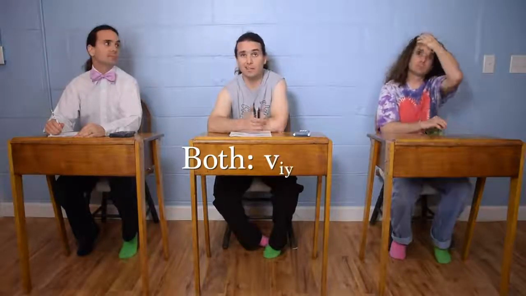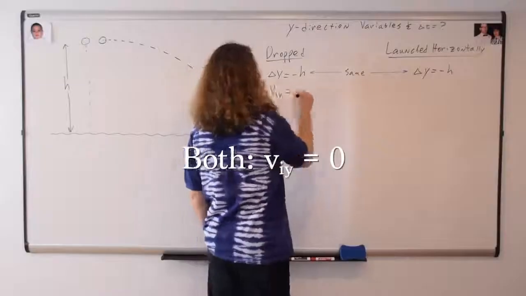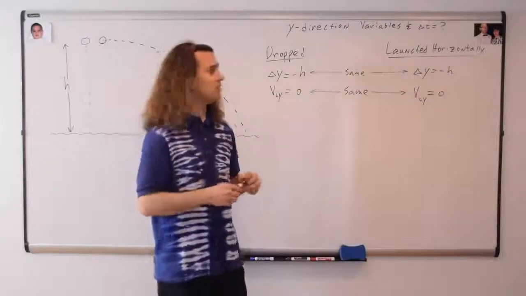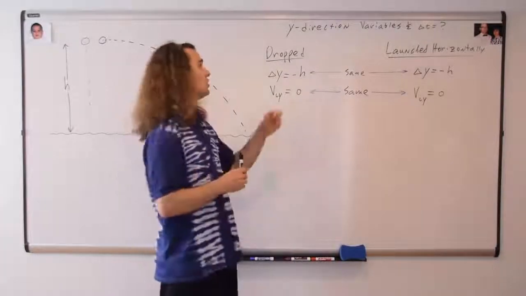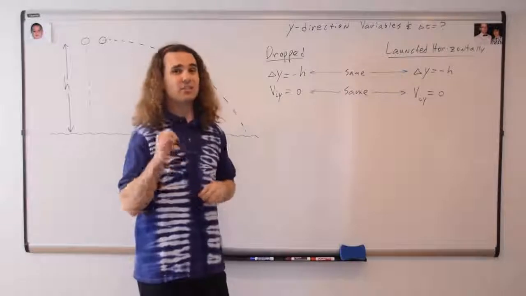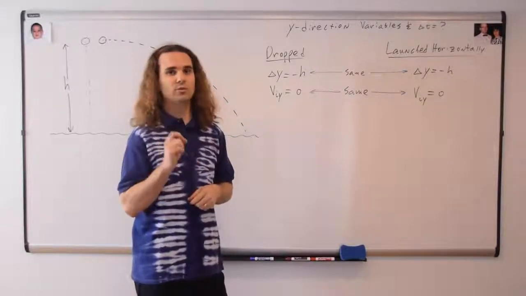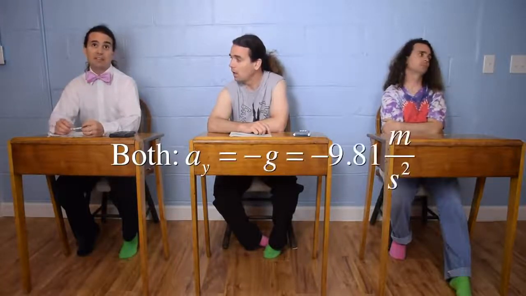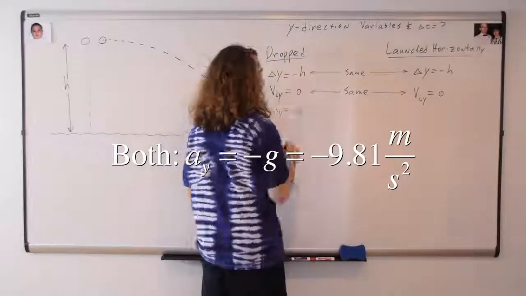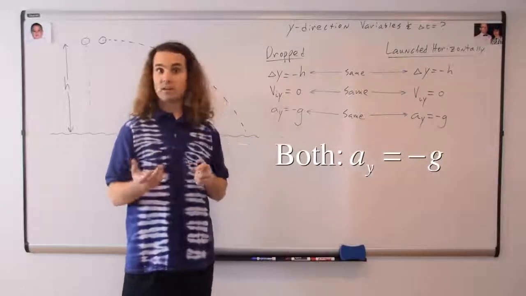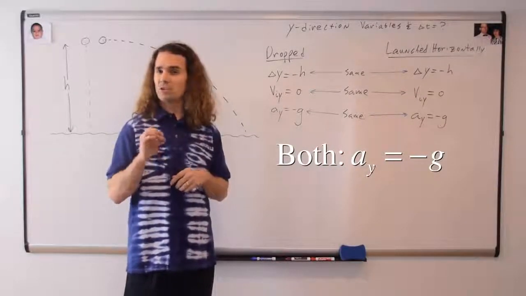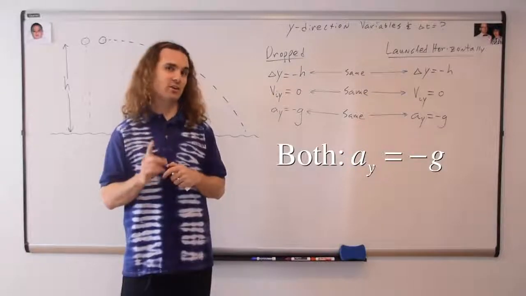The initial velocity in the y direction is zero for both. Yes, regardless of the fact that the one that was launched horizontally has a velocity in the x direction, still, just like the one that was dropped, it has an initial velocity in the y direction that is equal to 0. Billy, what else do we know? Both are in free fall in the y direction, so the acceleration in the y direction is negative 9.81 meters per second squared. Actually, I'm going to leave it as negative little g, or the acceleration due to gravity, because I want to point out that this is true on any planet, not just planet Earth.